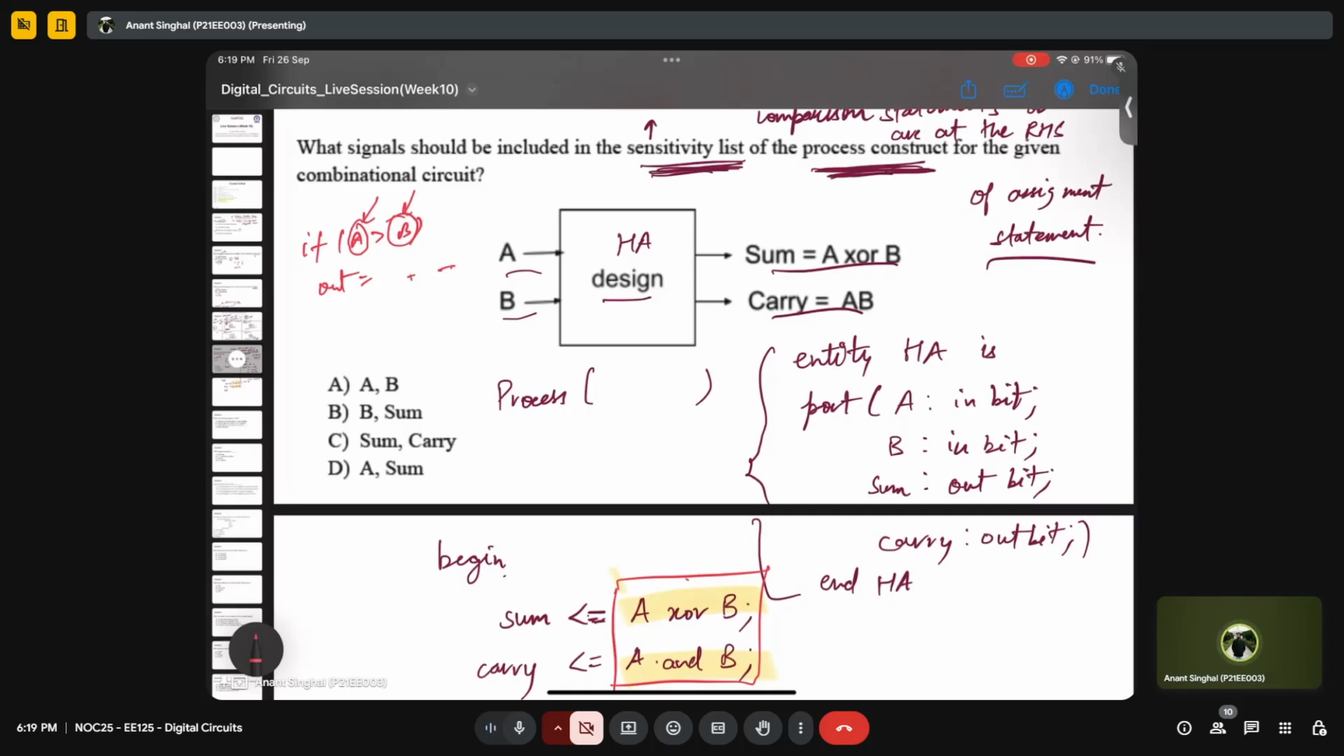For this particular example, we do not have any comparison, but we do have two variables on the right hand side. So the process will contain A and B. So the correct answer to this problem will be option A. Is it clear to everyone? Okay, great.